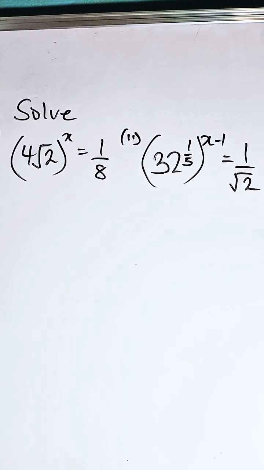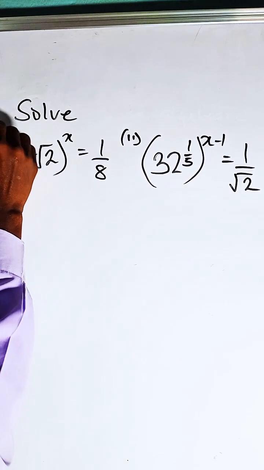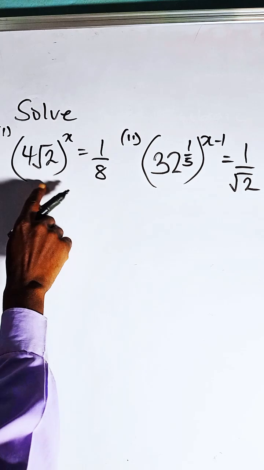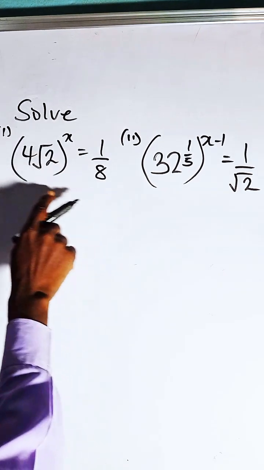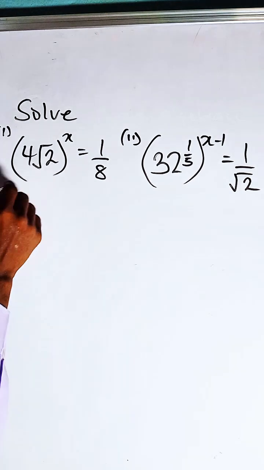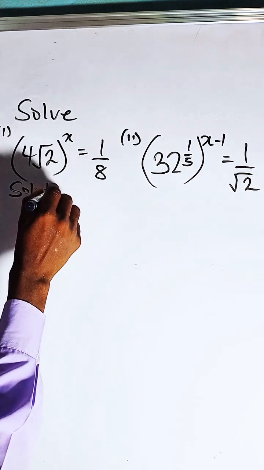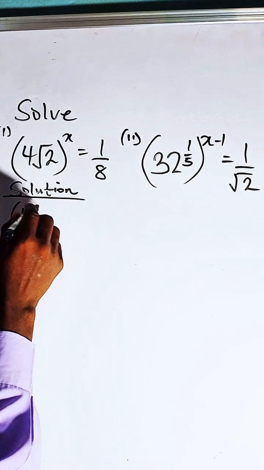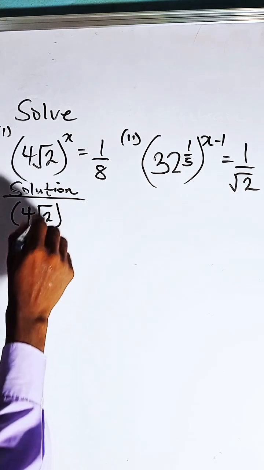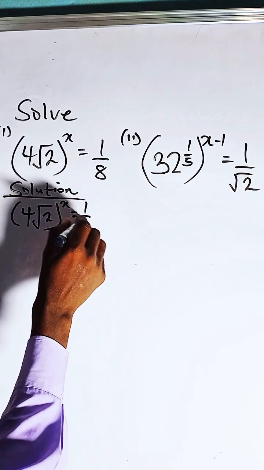And the question says solve this equation. So we have (4 root 2) raised to power x equals 1 over 8. So how do we do this solution? In the parentheses we have 4 root 2, raised to power x, equals 1 over 8.